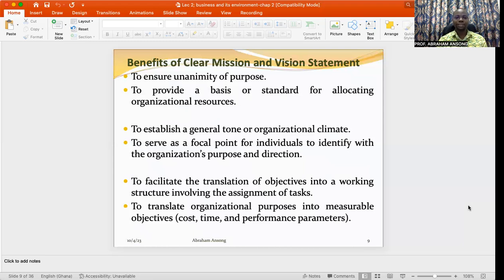To translate organizational purposes into measurable objectives: we want to achieve some vision, but we cannot just be daydreaming. We need a mission to help us achieve the vision. But after we've set up the mission, we must translate it into objectives. As we keep on achieving the daily, weekly, and annual objectives, that will help us achieve our mission, and attaining our mission will help us achieve our vision statement. So it helps in translating the big vision into measurable objectives that help us know the extent to which we're moving towards the vision of the organization.